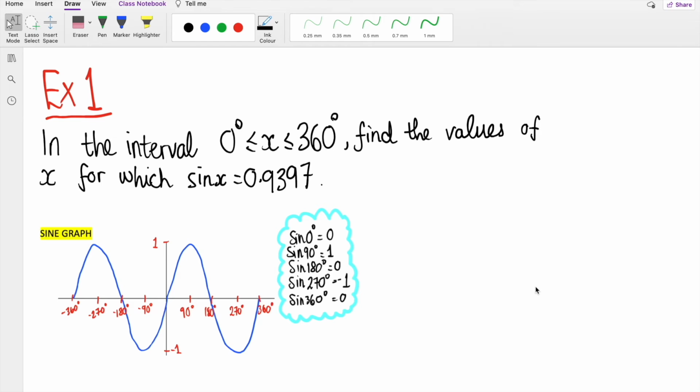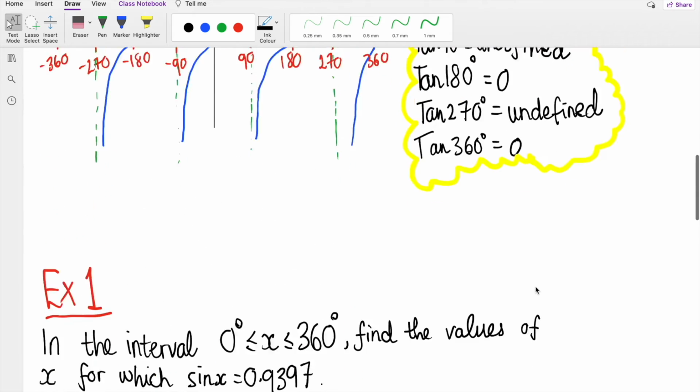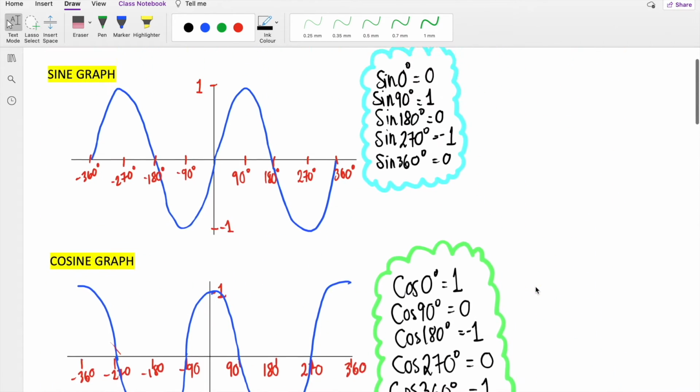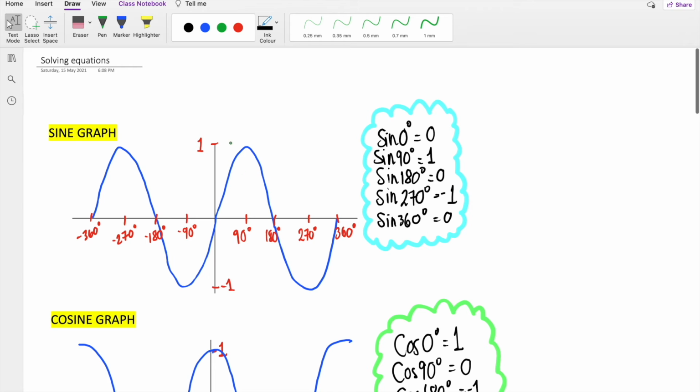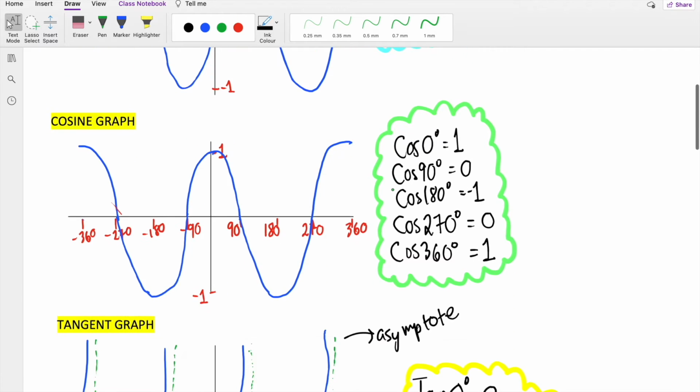How to solve equations on trigonometric graphs. The first thing that you need to be confident with is the sine, cosine and tangent graphs. As you can see here, you need to know the properties of each type of graph, where it crosses the x and y axes, and the key points in each bubble on the right hand side here.